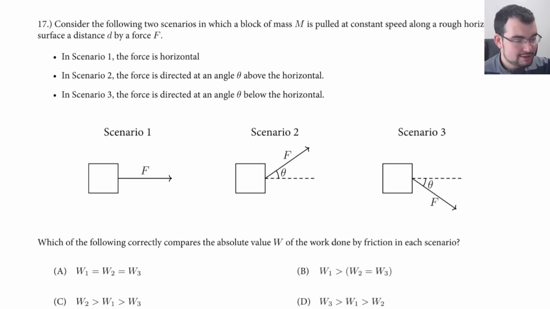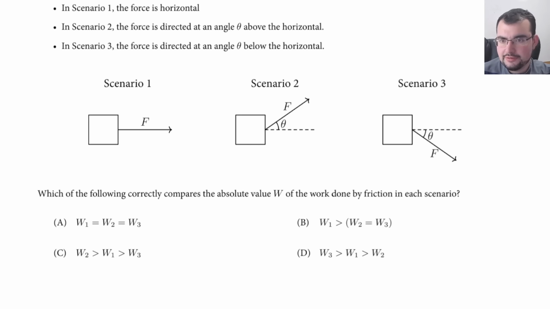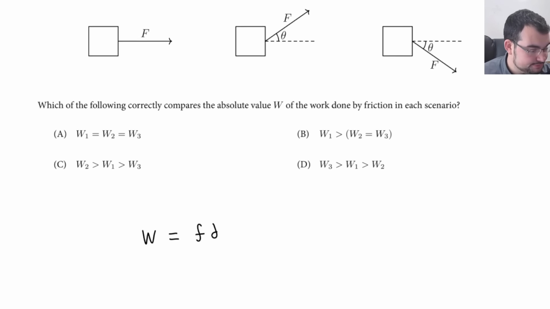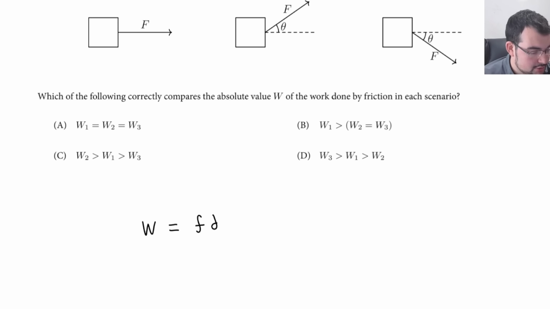Yeah. All right, consider the following scenarios in which a block of mass m is pulled at constant speed along a rough horizontal surface, a distance d. We have these 3 different orientations of forces, and we want to compare the work done by friction in each scenario. So this is just a straight up work question. So work is equal to frictional force times distance for the 3rd time today. Lots of work on here. So we just got to figure out what that is.